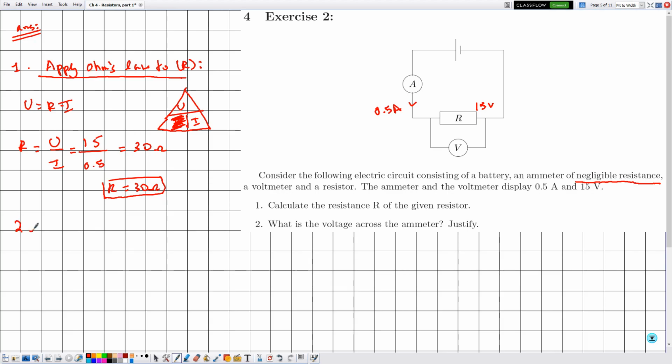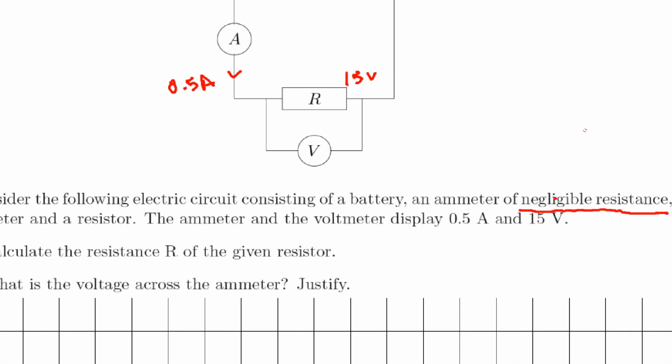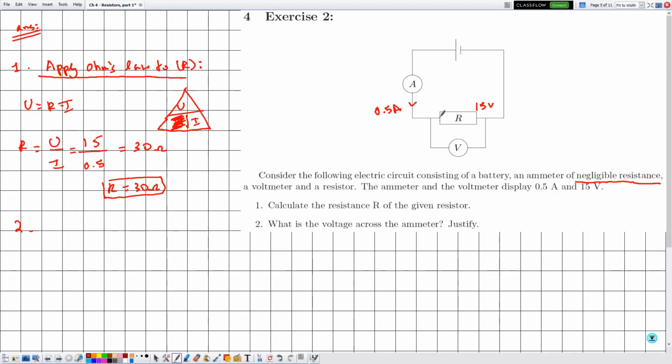Now in number 2, they are asking what's the voltage across the ammeter. Notice that here they told me that the ammeter is of negligible resistance. Therefore, the voltage across the ammeter is 0 because it's of negligible resistance.